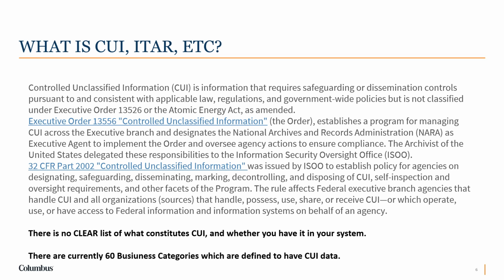There are 60 business categories which are defined right now to have CUI data. And you can go to the sites and see that agricultural products are considered CUI, and those agricultural products might include fertilizer, okay? But they don't say what you do with that information. It just says this information is CUI.